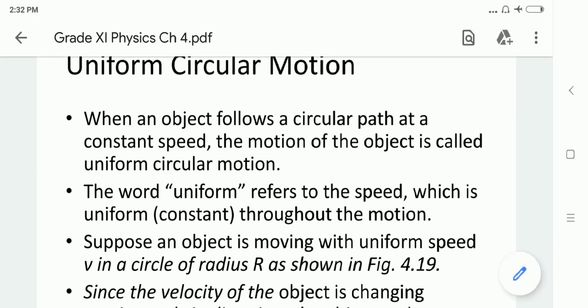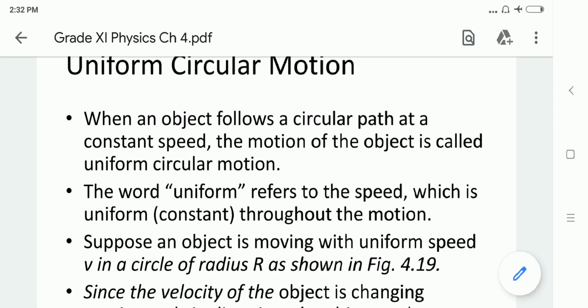uniform circular motion. An object follows a circular path, moving along that circular path with a constant speed, but at each and every point its direction is going to change. So uniform circular motion means the object is taking a circular path with a constant speed throughout its motion.